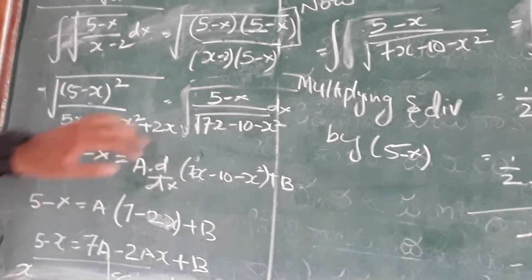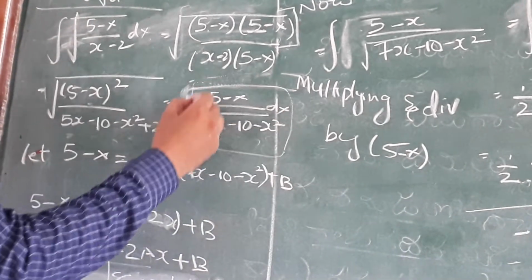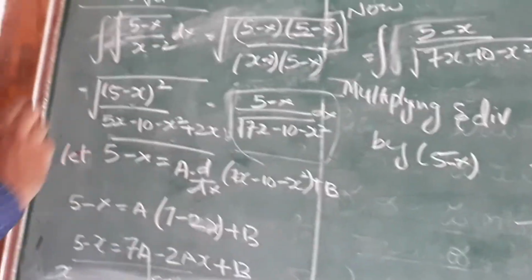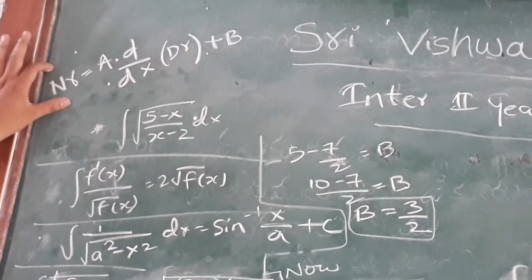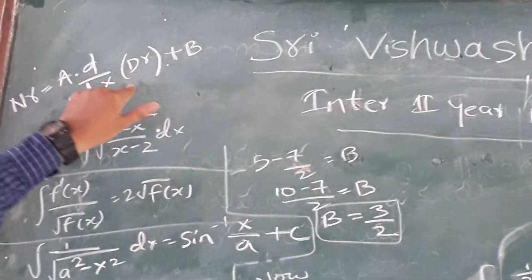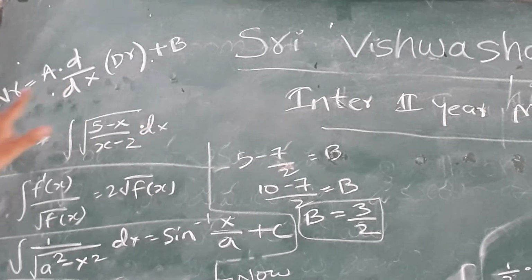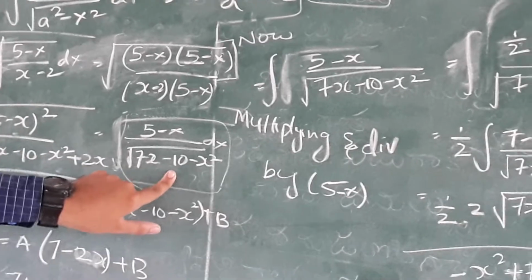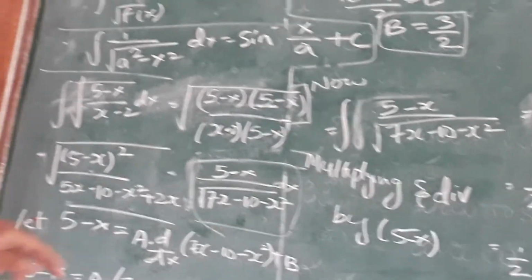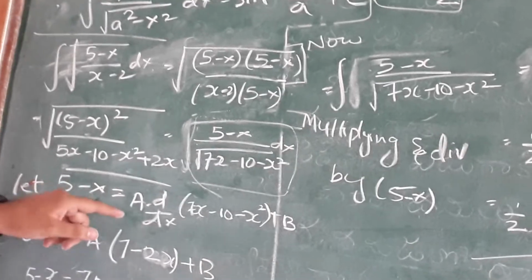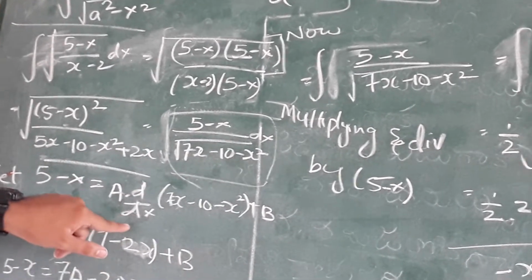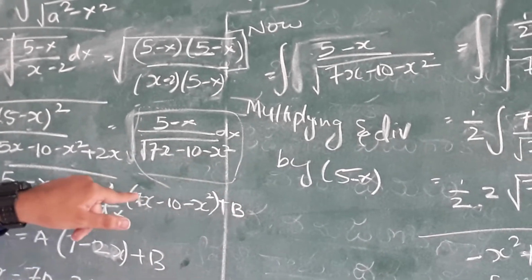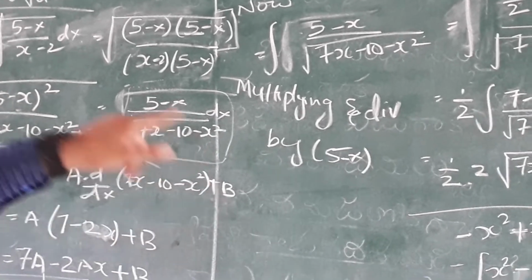Okay. Now up to here, keep this in mind, we will be using it in the next step. So up to here it's okay. Now using the technique. What is the technique? Numerator is equal to a into d by dx of denominator plus b. Numerator is this one, denominator is this one. A and b we don't know the values, we are going to find them. So numerator 5 minus x is equal to a into d by dx of denominator 7x minus 10 minus x square, plus b. We should not take the root, leaving the root we take the denominator, plus b.